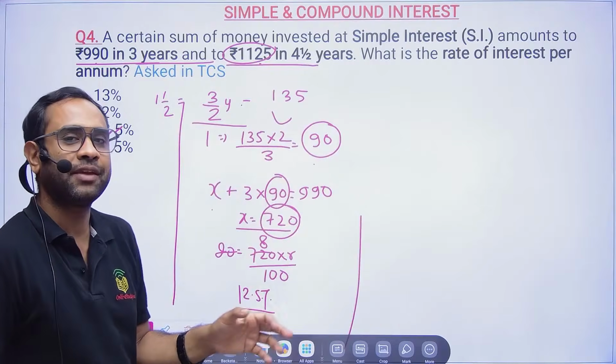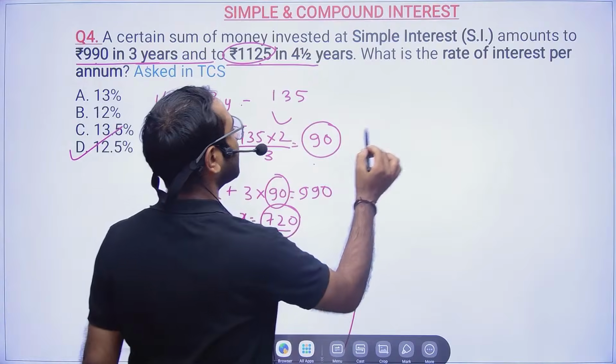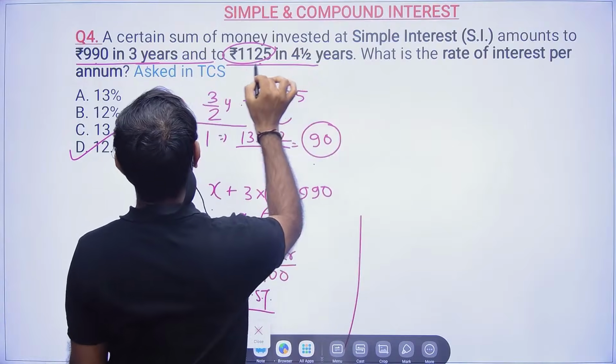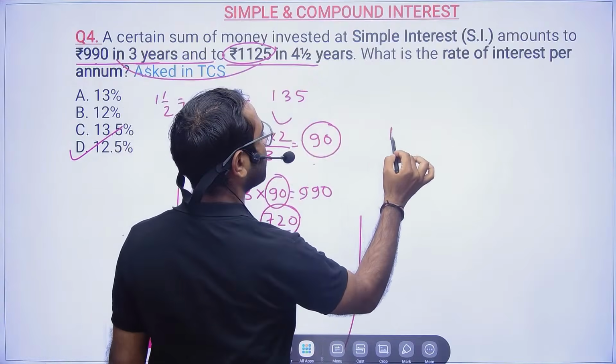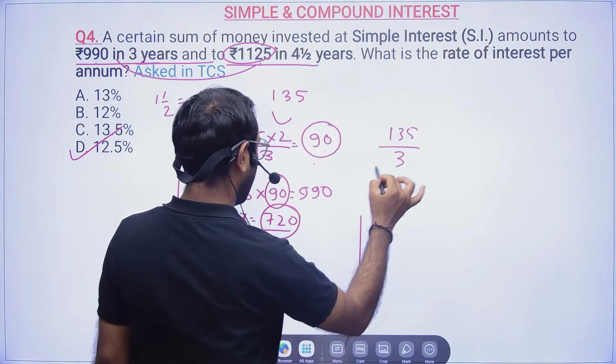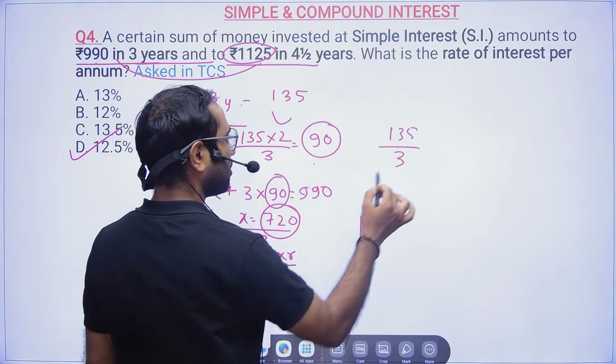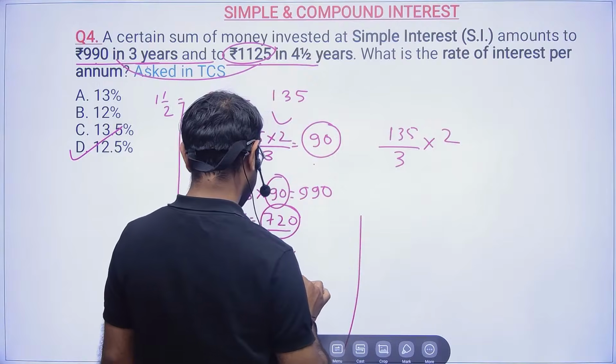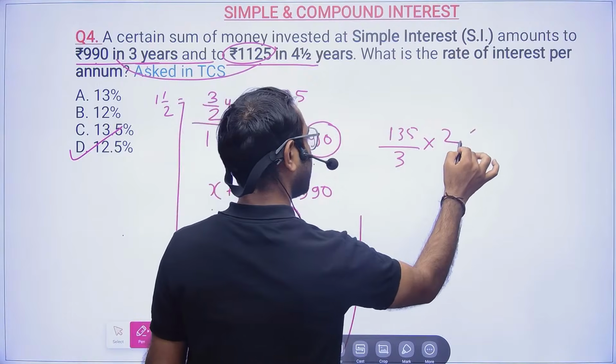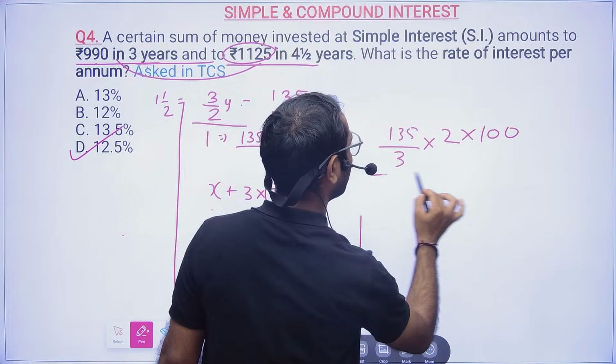If a trick means what? You are expecting that this year we are getting some 135 by 3. I mean the direct calculation, you are getting into 2, right? And then 90 into 100 and then divide by 720.